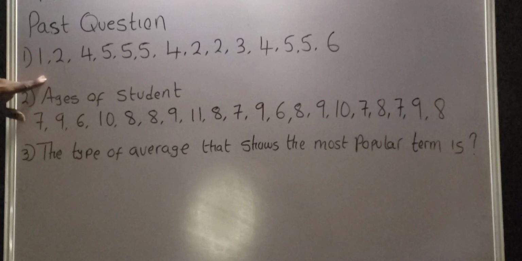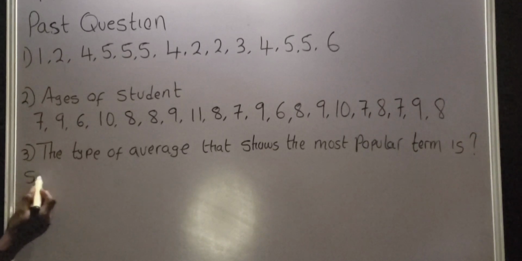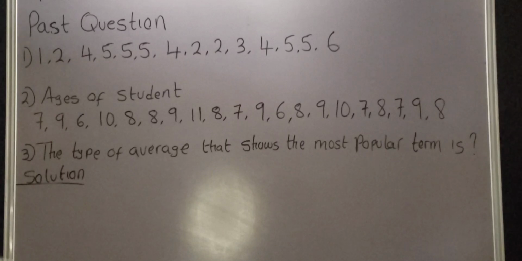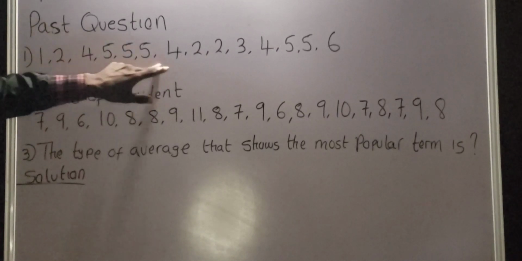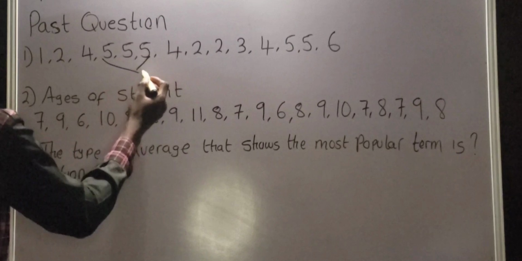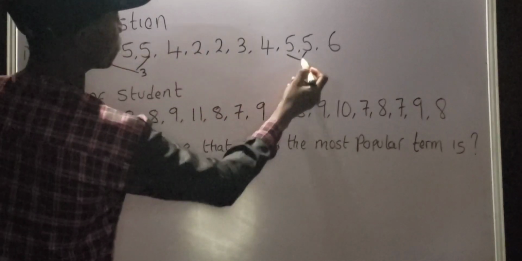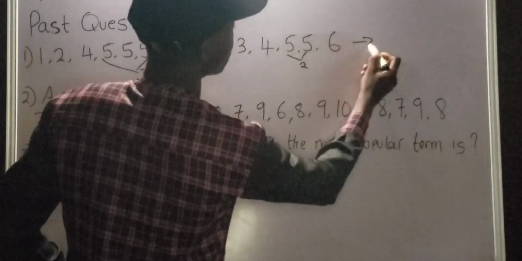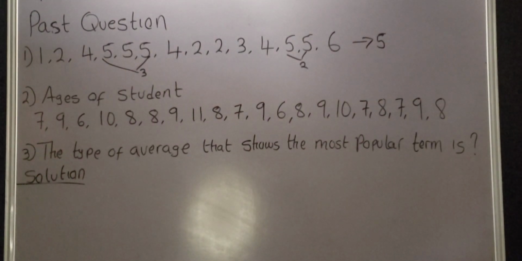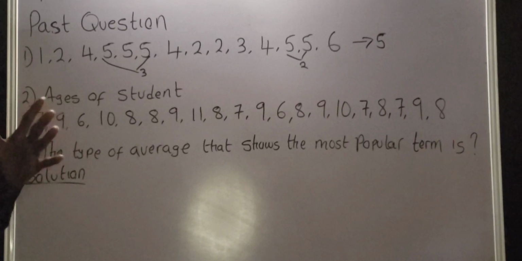Okay, let's solve. Let's start with question number 1. Solution. Don't forget that mode is the most occurring number among our data set. Are you getting what I'm saying? So if you look at this data set, you can see that 5 is the most occurring number. We have 3 fives here, and we have 2 fives here. So the mode of this data is what? 5. However, if you didn't understand, you can first arrange the data set in ascending order. So you can easily get your mode.